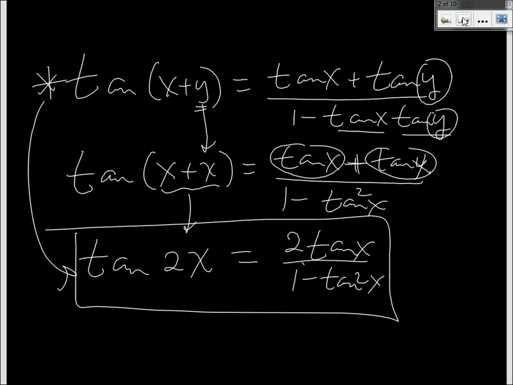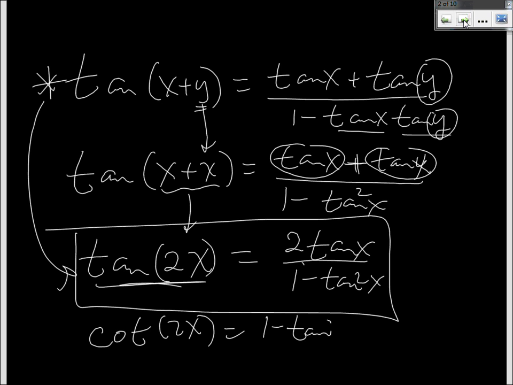And you don't even, I was about to say, and know that tangent is an odd function. You don't even have to know that. Now, just for the record, if you take the reciprocal of this, you get cotangent of 2x. And if you take the reciprocal of the other side, you get this.